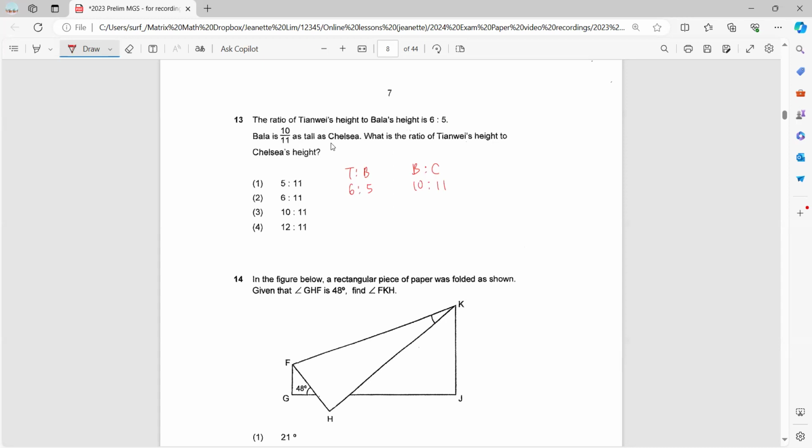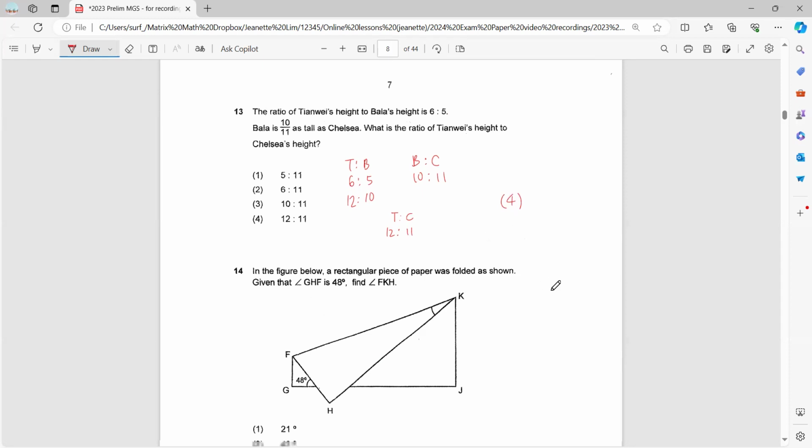So to find T to C, we have to find the common base first, right? Between the 2 ratios. So the common base will be B, Bala's height. Since we have Bala in both, we make it the same. This 5 units, we change it to 10. So multiply by 2, which means this is 12. So T to C becomes 12:11. So answer is 4.